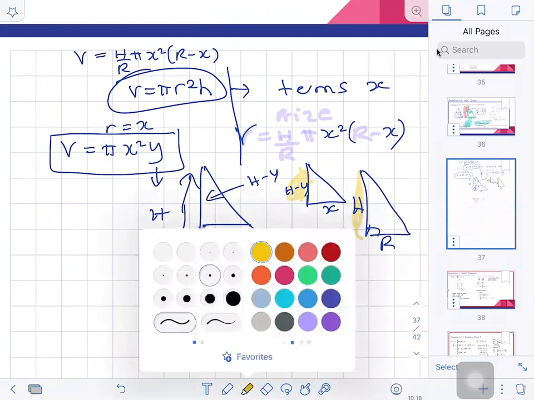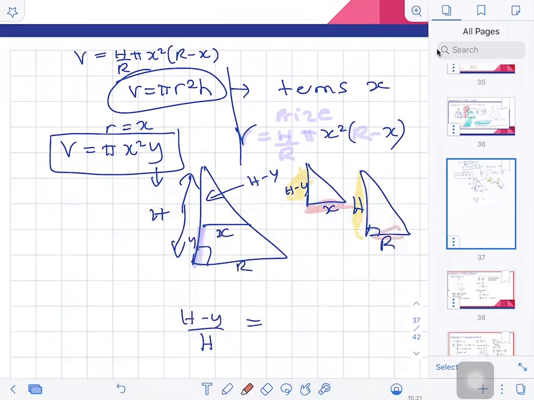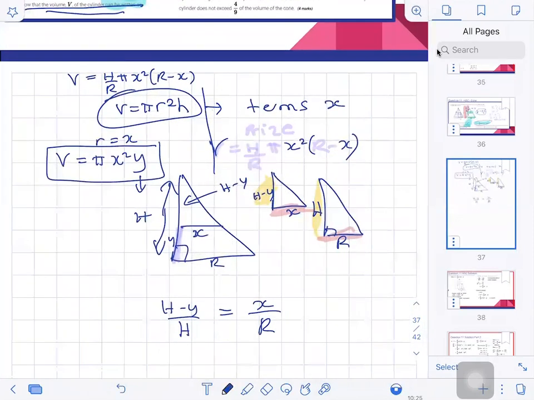equals x on R. Okay, so we're trying to get rid of the y. So let's go H minus y equals x on R times big H.